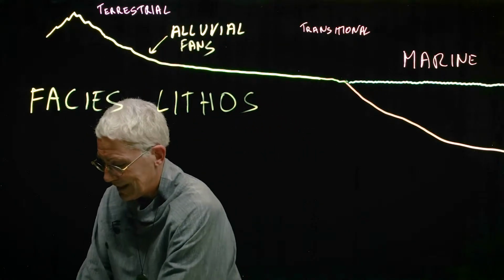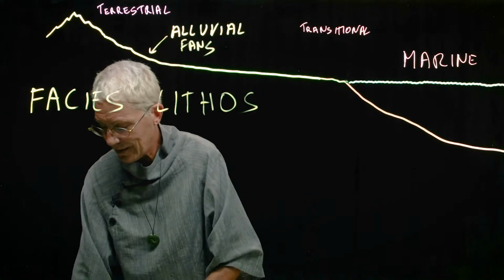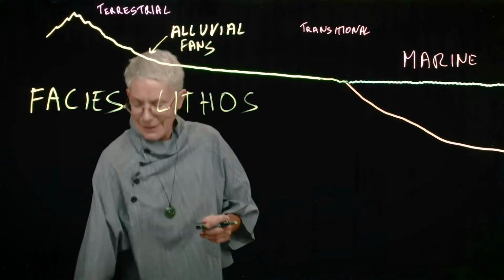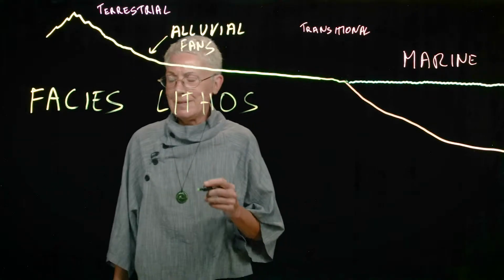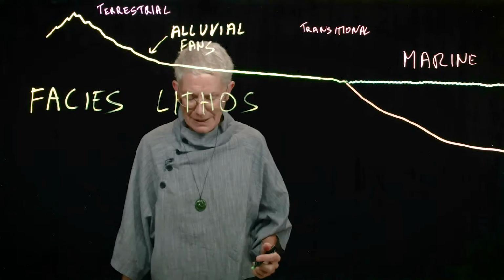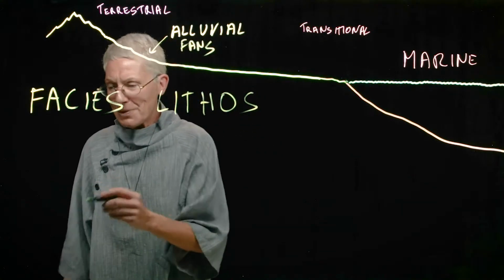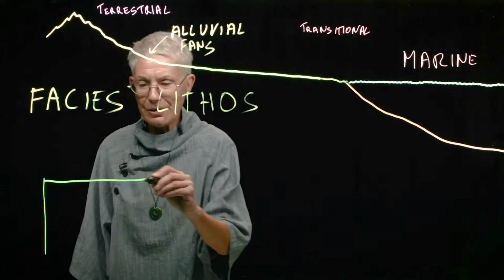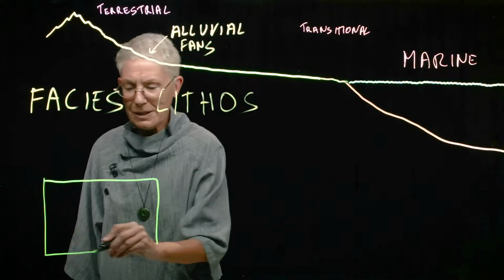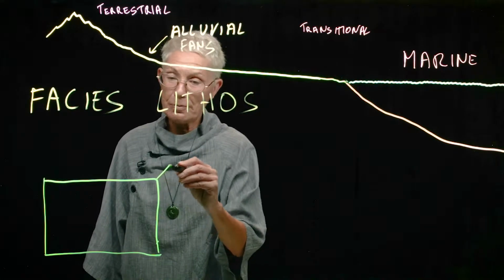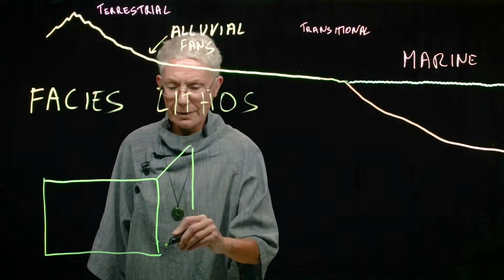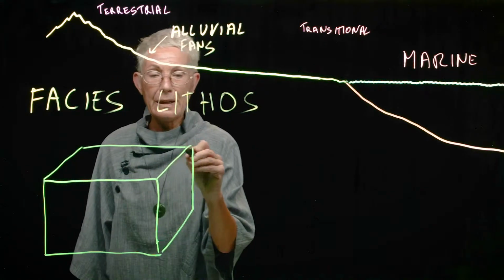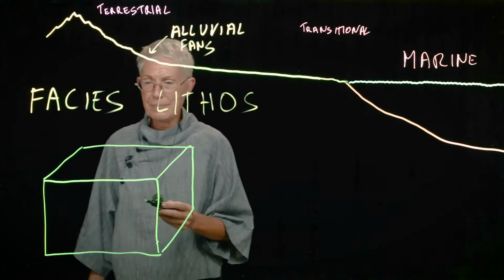And one of the things I keep telling you about is this stuff about a block diagram. Because a block diagram is a 3-dimensional representation, on this light board, which is like a sheet of paper, of the model of a sedimentary environment.